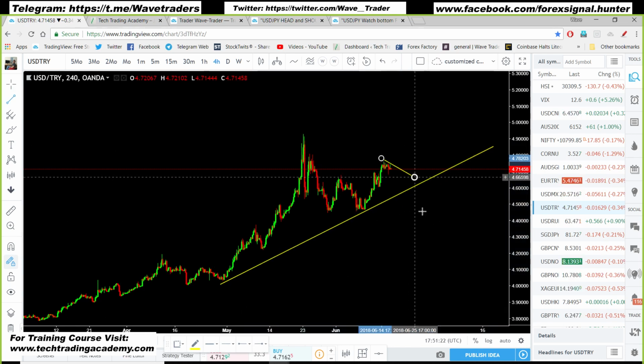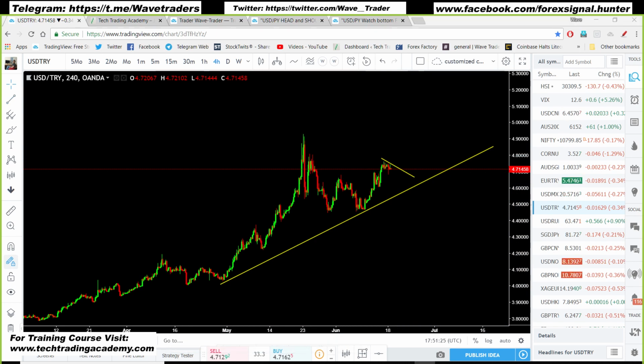Okay, this correction is going to break up and continue. This correction is just over now. Okay, and continuation. If you are already in that trade, more upside. All right, good, enjoy. If not in, watch for that correction for this week and more upside.